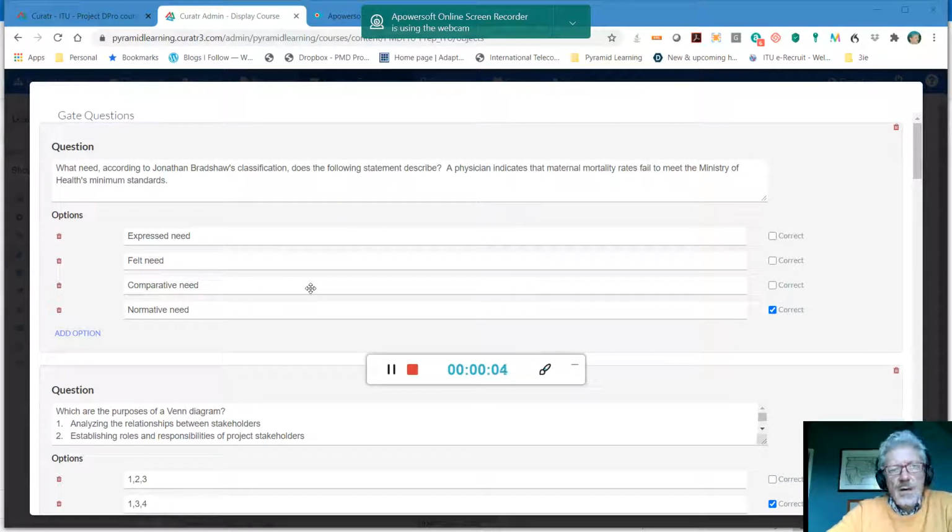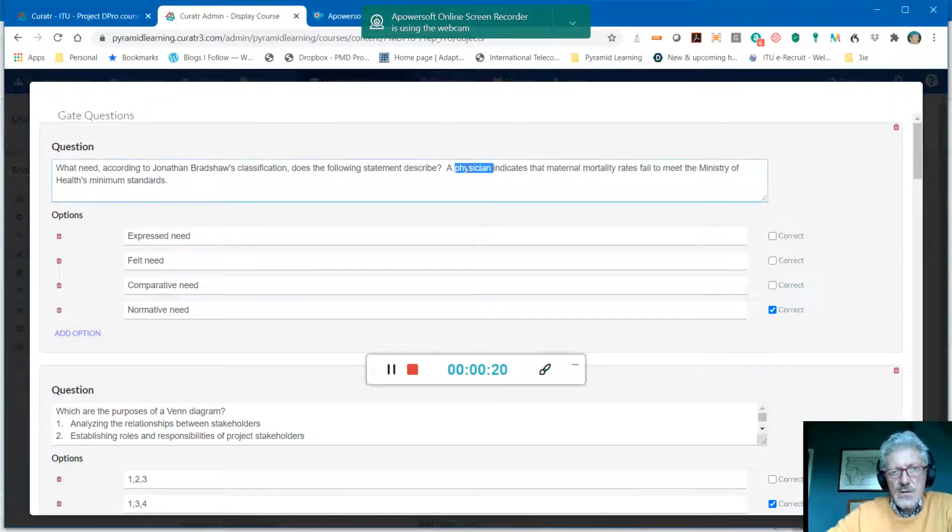This is looking at the practice test questions and looking at the first part of identification and definition. So here we go again. The first question is about Bradshaw, and we see that it's about a physician, so it's a specialist, a doctor, somebody with special knowledge. But what's really important here is they say the maternal mortality rates fail to meet ministry standards. There is some sort of norm. So, surprise, surprise, the correct answer is D, a normative need.